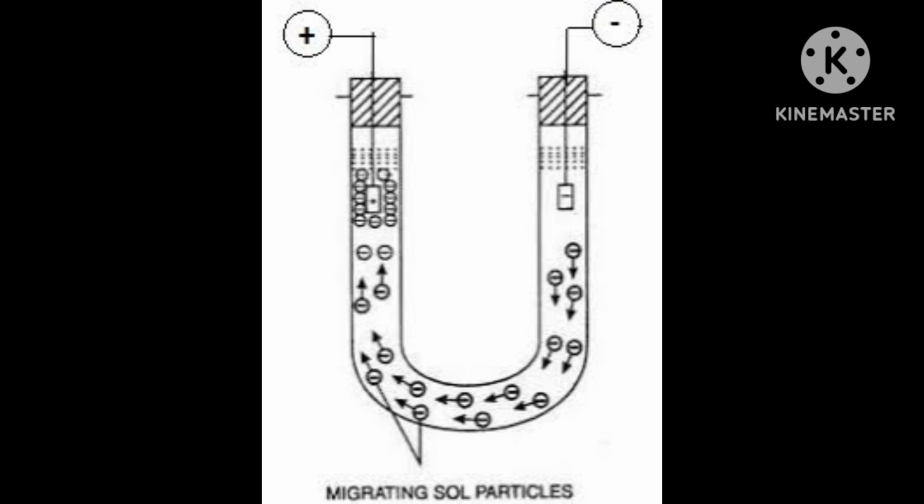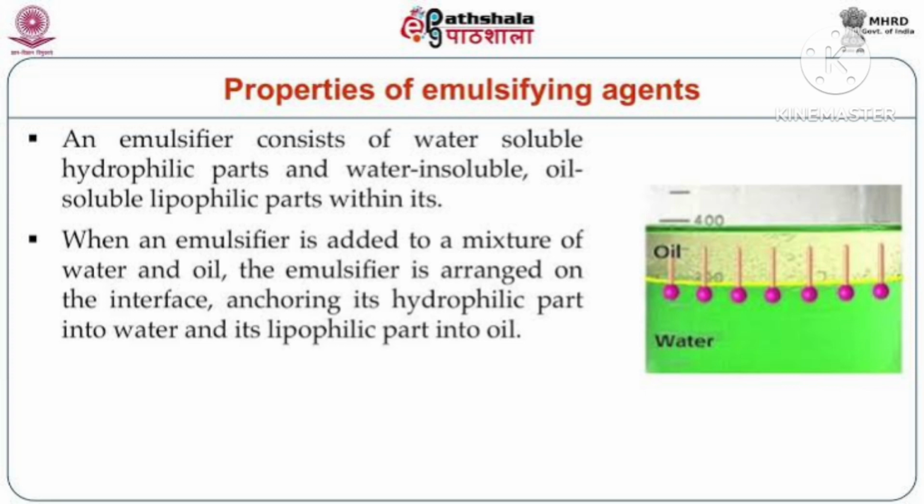Oppositely charged salts, when mixed in almost equal proportion, neutralize their charges and get partially or completely precipitated. For example, mixing hydrated ferric oxide, which is positively charged, and arsenious sulfide, which is negatively charged, brings them into the precipitated form. This type of coagulation is called mutual coagulation.